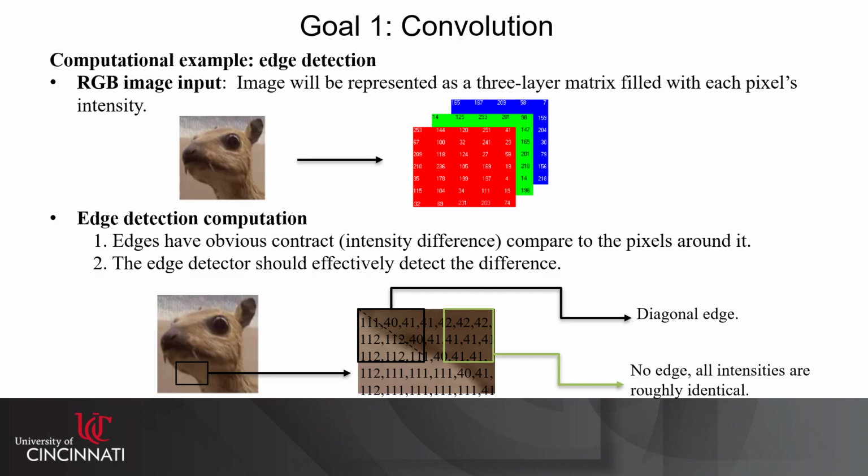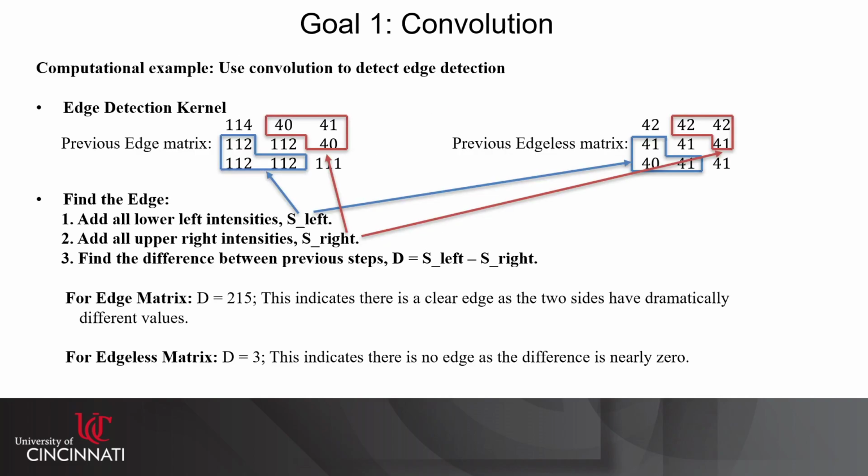Now the goal is to give the computer the ability to see what we are already seeing. So this is basically what this convolution does. Now, when there's an edge, we mentioned the lower left corner, which is the blue highlighting, is 112. It's dramatically different from the upper right corner, which is highlighted in red.